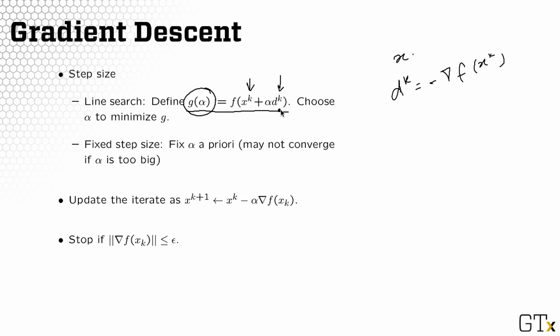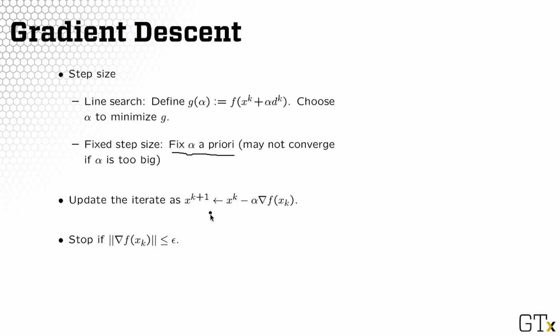Now this turns out to be a function of a single variable. So you can, for example, just write down the first order optimality conditions to minimize over alpha, or you can use some other methods to find it. Another way of coming up with a step size is to fix a rule a priori. Just fix alpha, so that we always take the same step size in every step. Or you could reduce the step size as you go along. Of course, the algorithm may not converge if alpha is too big, if you take too long step sizes.